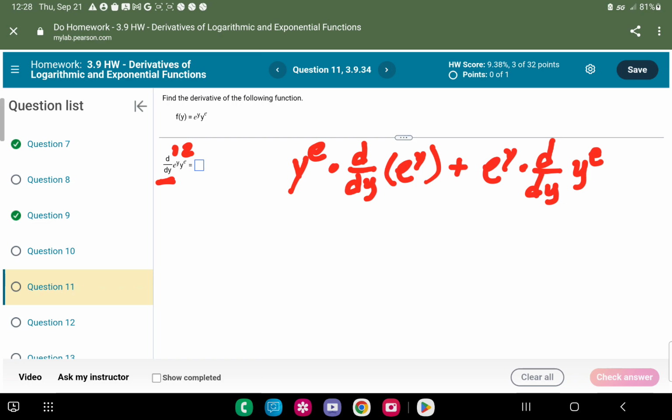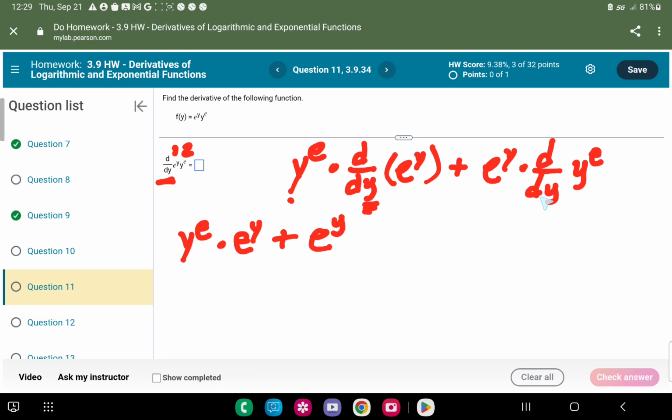All right, so let's break this down one at a time. We're not doing anything with this first part, so that remains the same. We're going to have y to the e. The derivative with respect to y of e to the y is e to the y. If it was the derivative with respect to x of e to the y, it would be e to the y times dy over dx. But again, we're doing it with respect to y. Plus e to the y.